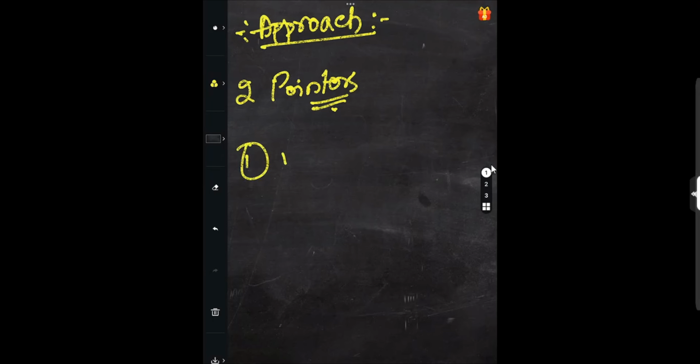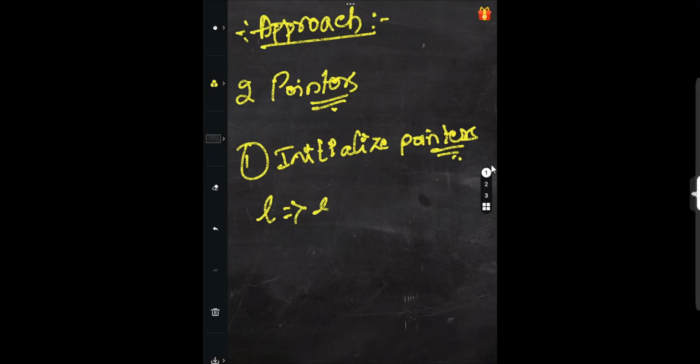So let's see the first step: initialize pointers. We will initialize L, which represents the buying day, and as usual we start L at index 0. Also, the first day is the minimum price seen so far. This we need to keep in mind.